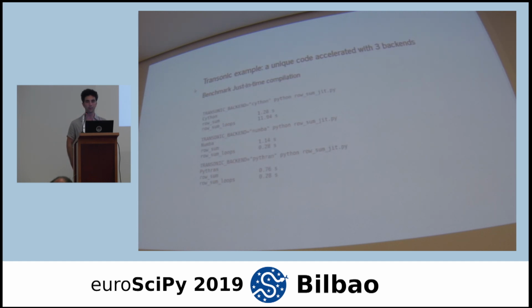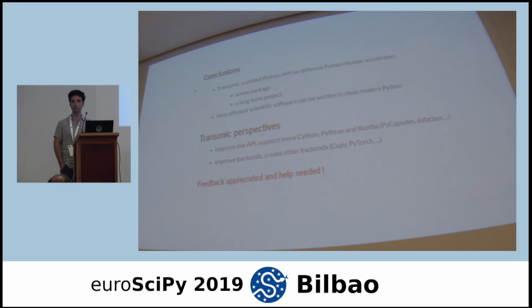So as a conclusion, there is a new package called Transonic. It provides a unified Python API for different Python NumPy accelerators. It's a new package, and also a long-term project. Here it is just a prototype, but it's a working prototype, so it can really be used. With this, we can write a Python package just in Python, and it can be very, very efficient, as efficient as in any language. So that's cool. There are many perspectives, of course, and feedback would be really appreciated and help needed. So, thank you.